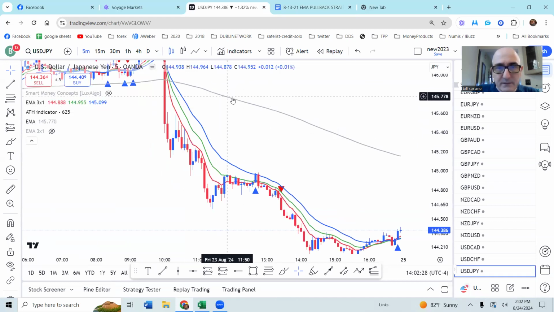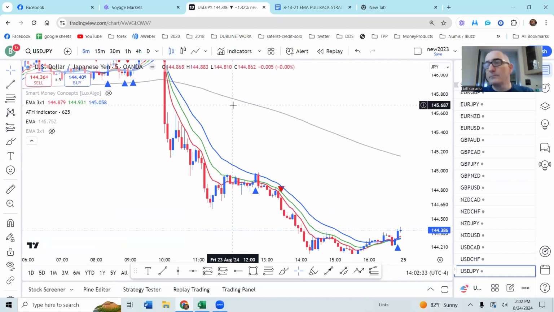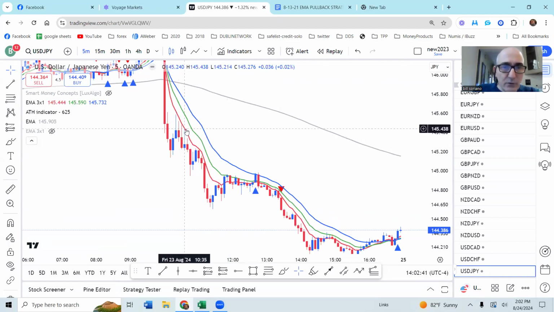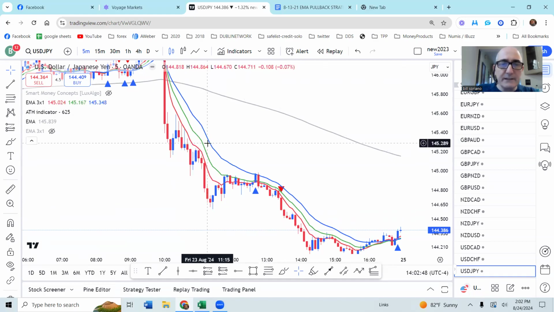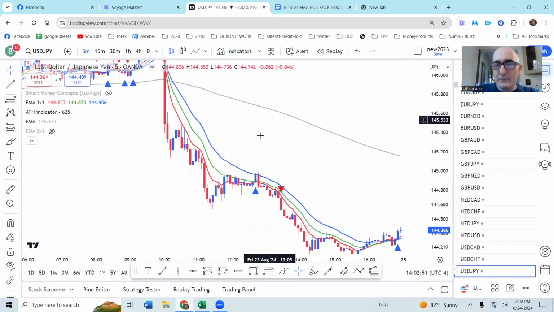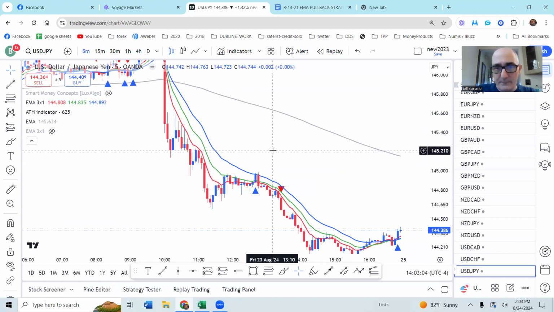What we see is that this gray line is our 200 EMA, and we're using that just to determine the trend direction. Since price is below that, we only want to look for sells. We don't want to look for any buys. The red line is the 8, the green line is the 13, and the blue line is the 21. For a sell, we need the 8, the red, to be below the green, the 13, and the green to be below the blue, the 21.